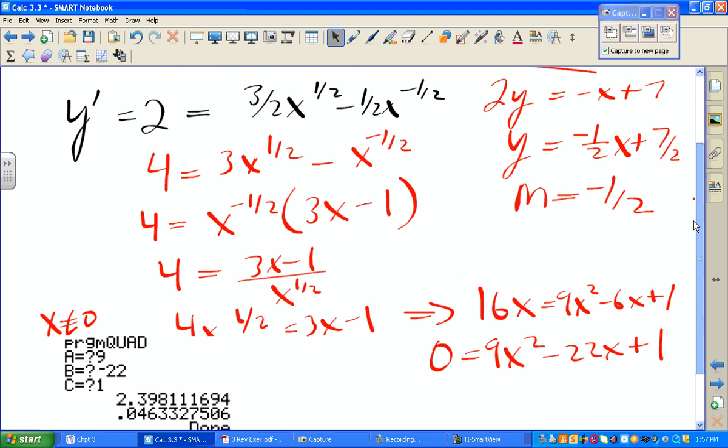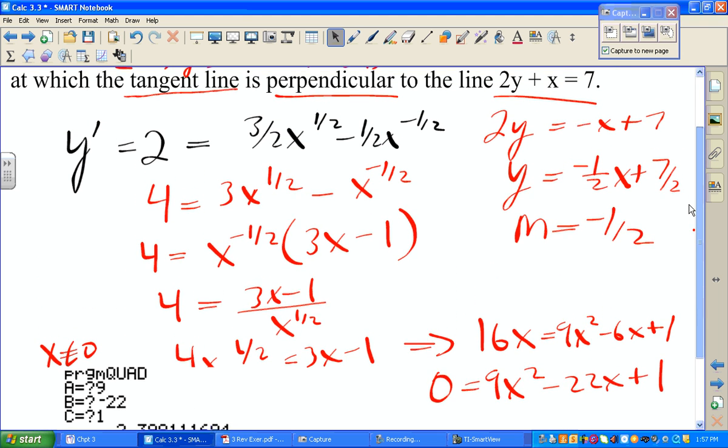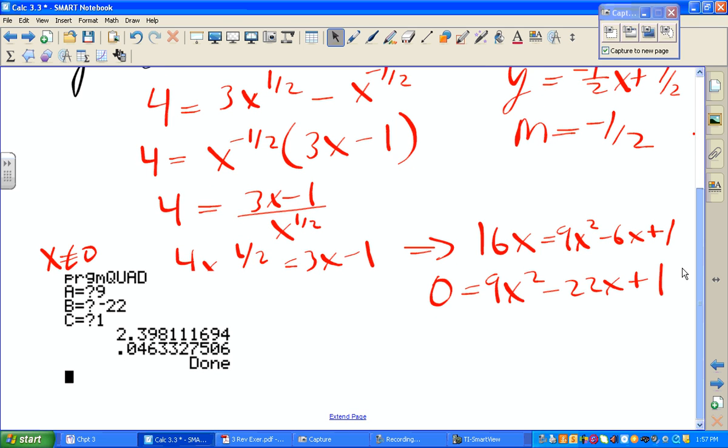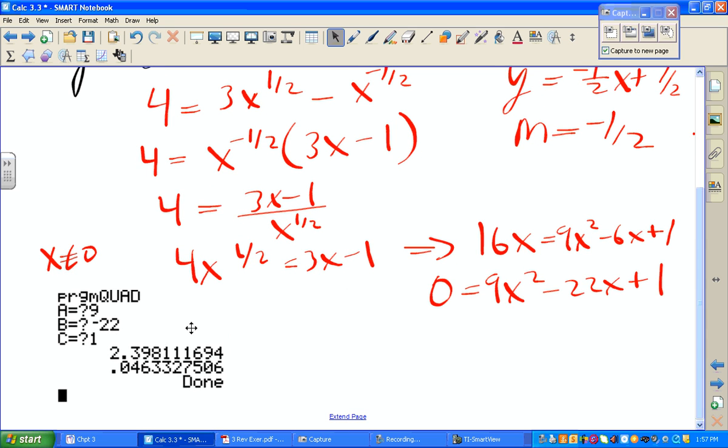You just go with both of them and hope it works? Yes. Back of the book. I like that.